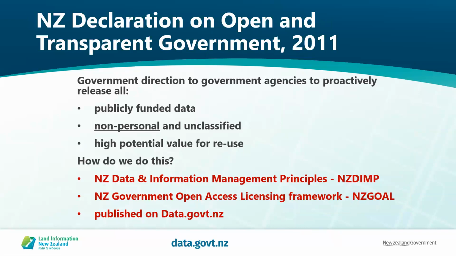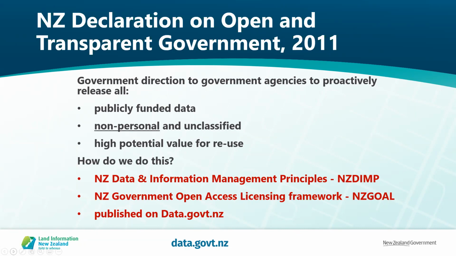So Bapon in his introduction mentioned the FAIR principles of data accessibility. In 2011, New Zealand government issued its declaration on open and transparent government, and a big part of that open government was around making key government data openly available for release. The principle is that all publicly funded data, if it's non-personal and unclassified and of high potential for reuse, should be released for open use. And we've applied a number of principles around that.